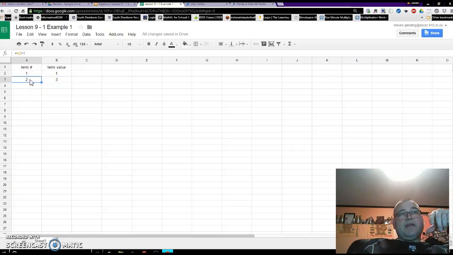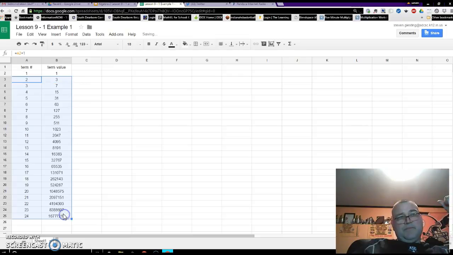Now here's a nice thing I can do. I can grab both these rows. I can grab cell A3 and B3. That's put my box in the right-hand corner. And then I can just drag and pull it on down. And I've quickly generated 24 terms in my sequence. Pretty cool.